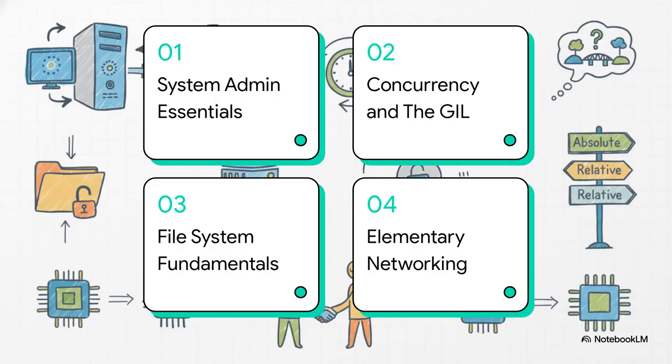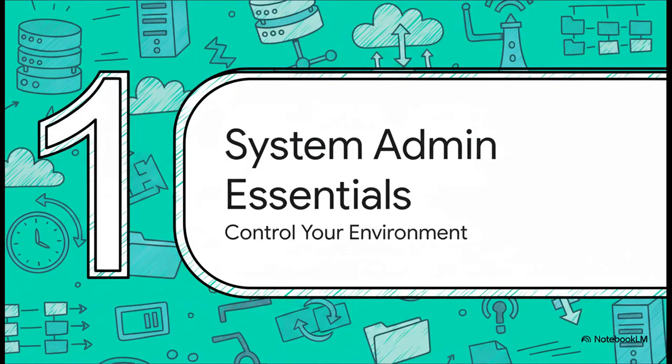So, here's our game plan. We're going to tackle this in 4 main parts. First up, we'll cover the basics of system administration, how to get control of our environment. Then, we're diving into the deep end with concurrency and the infamous GIL. After that, we'll get grounded in how our code interacts with the file system. And finally, we'll wrap up with the networking concepts that let our apps talk to the world. Okay, let's jump right into section 1.